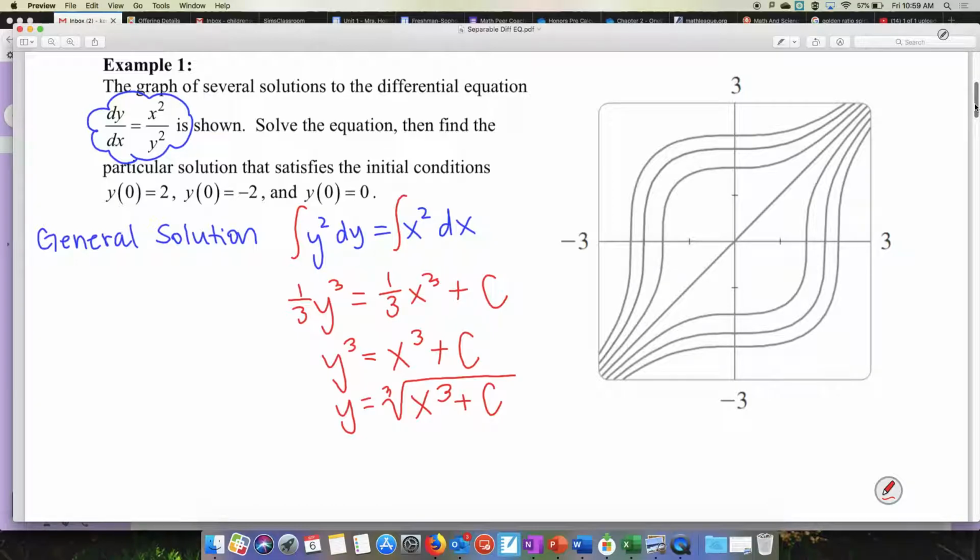Okay. Now, if I ask you for a particular solution, that means I'm giving you some sort of coordinate. So let's just take this coordinate right here, the coordinate 0, 2.